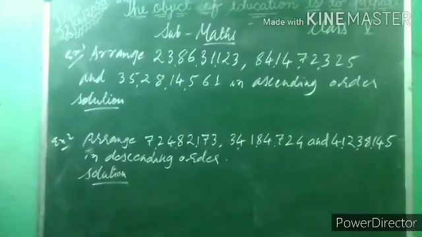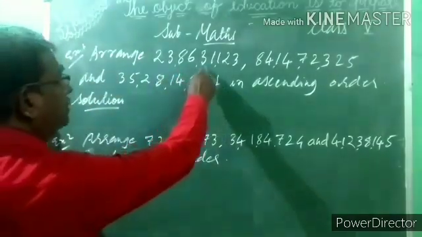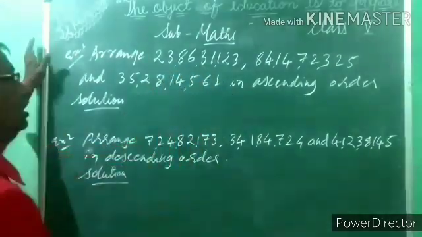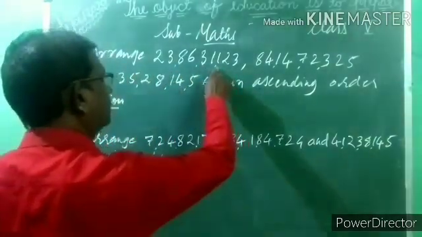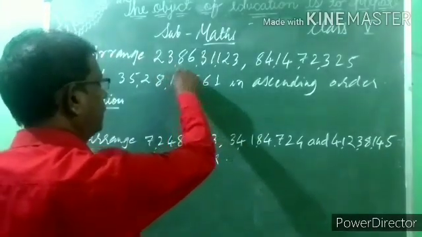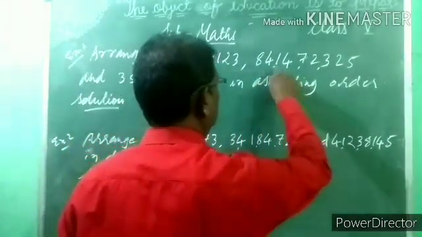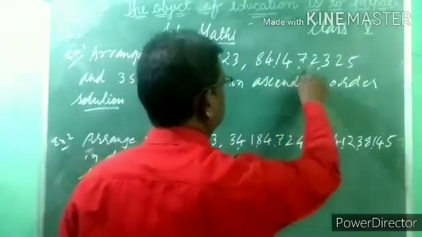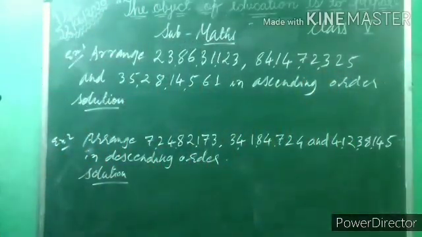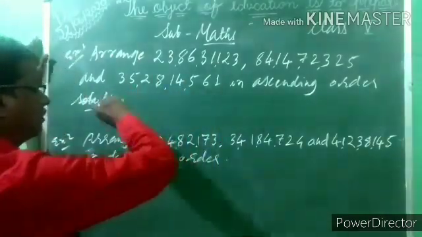Now let us look at an example. Two examples we will study. Arrange 23 crore 86 lakh 31,123. Ones, tens, hundreds, thousands, ten thousands, lakh, ten lakh, crore, ten crore. 1, 2, 3, 4, 5, 6, 7, 8, 9, a 9 digit number. 23 crore 86 lakh 31,123. Here 84 crore 14 lakh 72,325 and 35 crore 28 lakh 14,561 in ascending order.